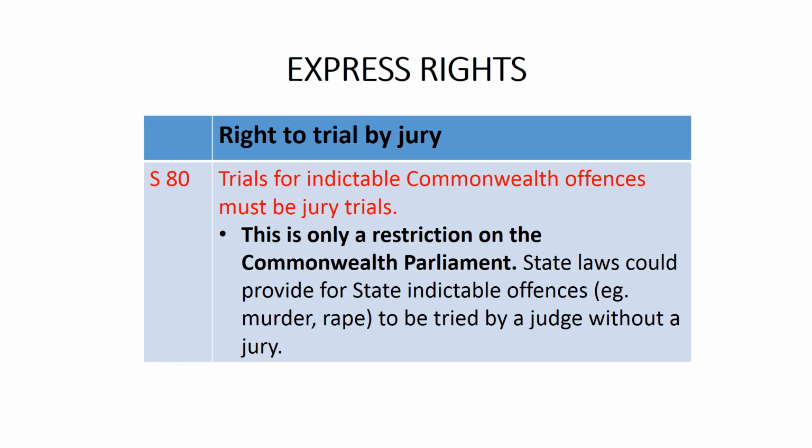The Commonwealth Parliament can't pass a law that takes away the right to jury trial for Commonwealth indictable offences, but a state parliament is not bound by section 80, and so it could pass a law that took away the right to people to have a jury trial in the case of indictable state offences.